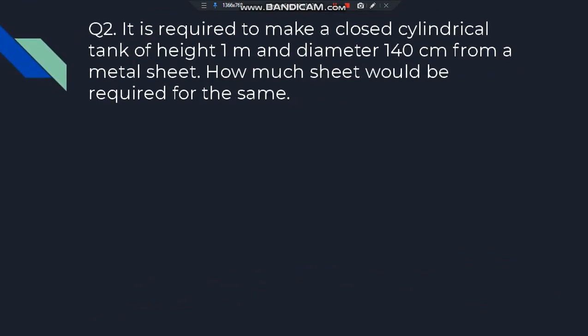Now let's see another question. It is required to make a closed cylindrical tank of height 1 meter and diameter 140 cm from a metal sheet. How much sheet would be required for the same?